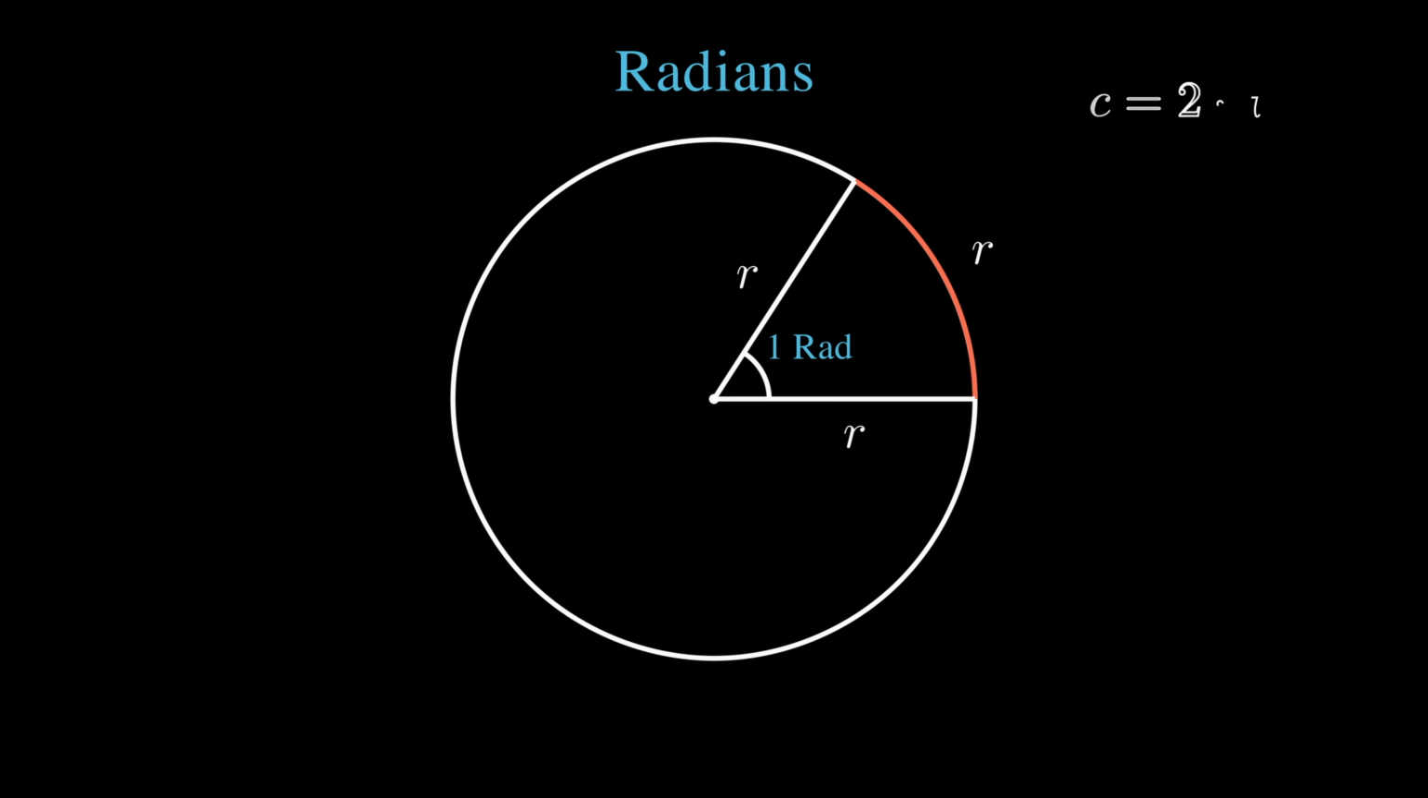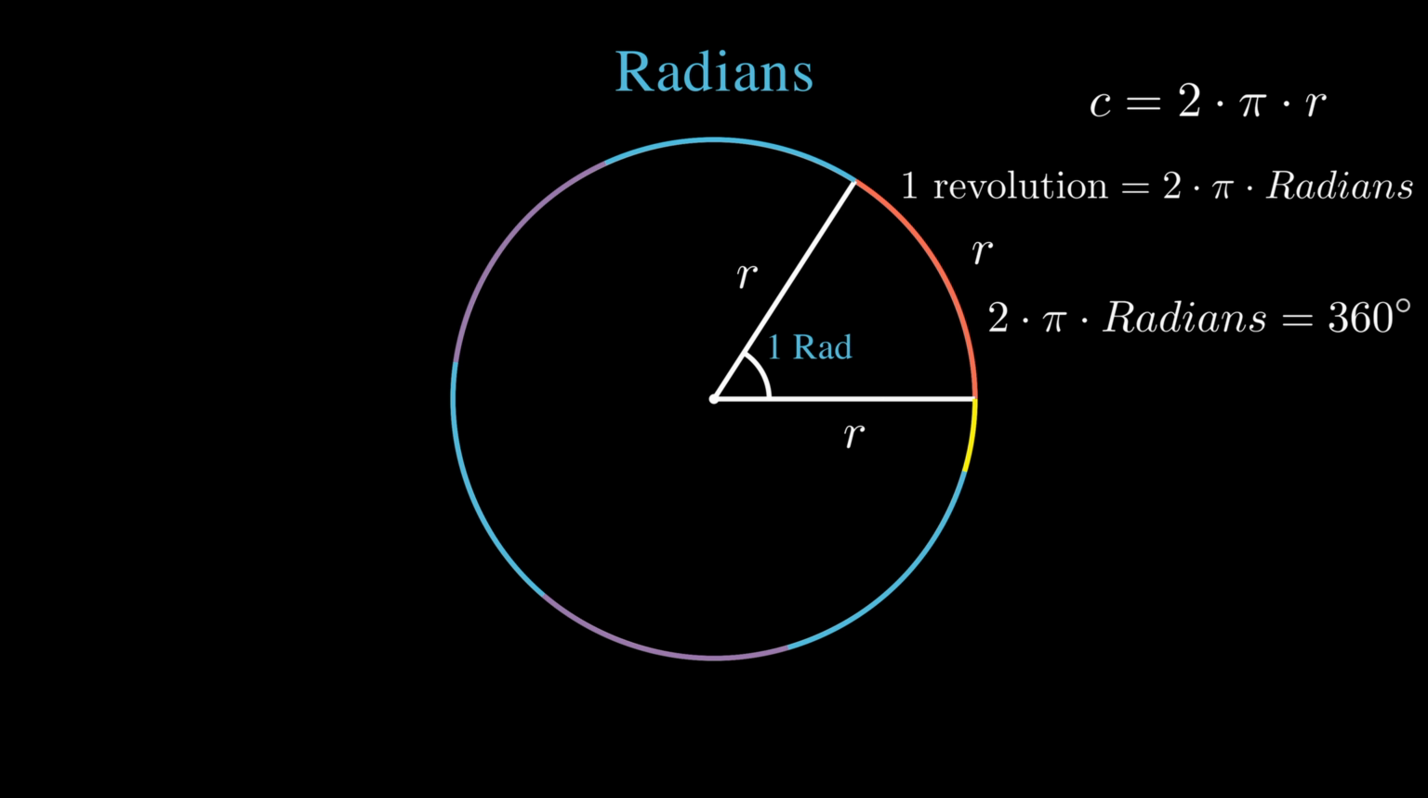Now we know that the circumference of a circle is 2 pi r, and since one arc length is r, we need 2 pi radians to cover the circle, which is about 6 arc lengths plus about 0.28. If we set 2 pi radians equal to 360 degrees, then you get that 1 radian is about 57.2958 degrees.